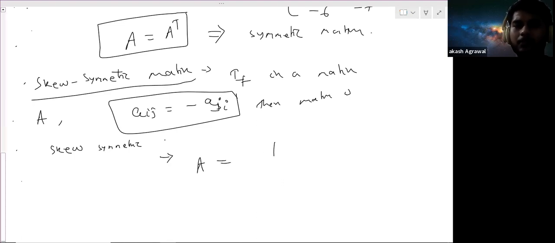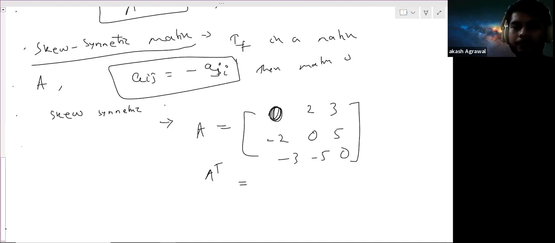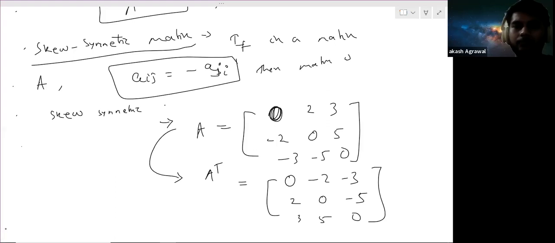If I write a matrix which is 0, 2, 3, next to it minus 2, 0, 5, and minus 3, minus 5, 0. What is A transpose? That is 0, minus 2, minus 3; 2, 0, minus 5; 3, 5, 0. What is the difference between these two, A and A transpose? They are not equal, but do you see any pattern?